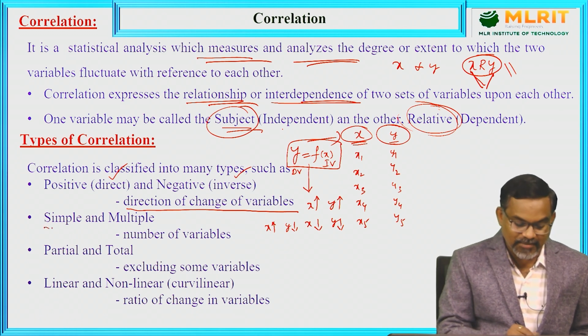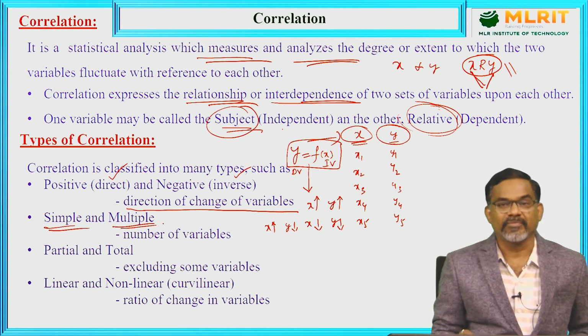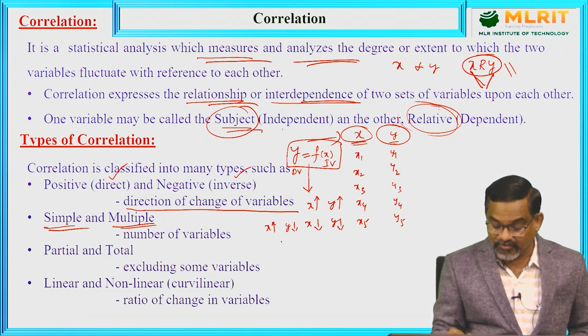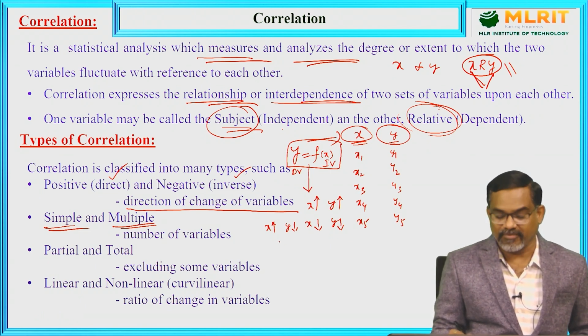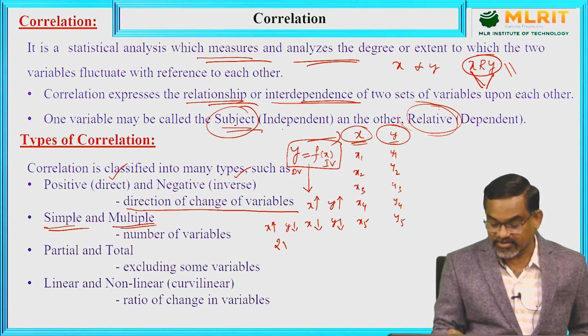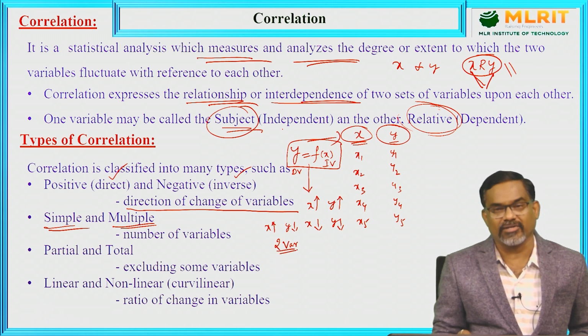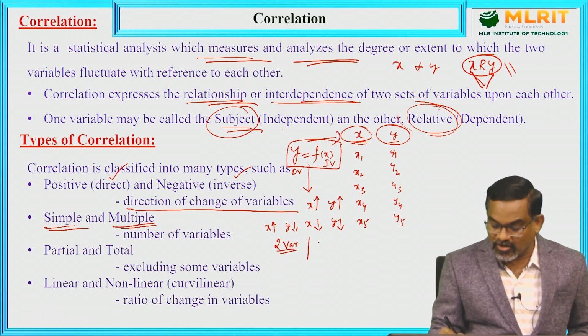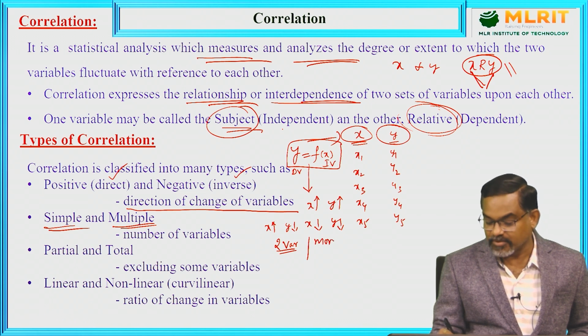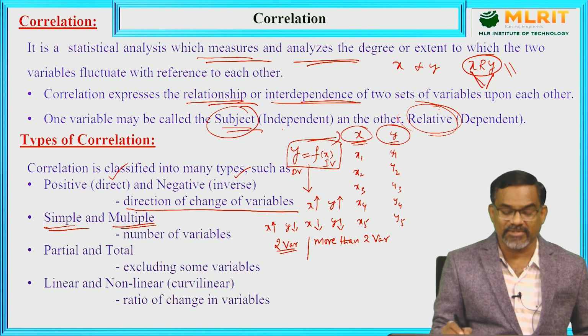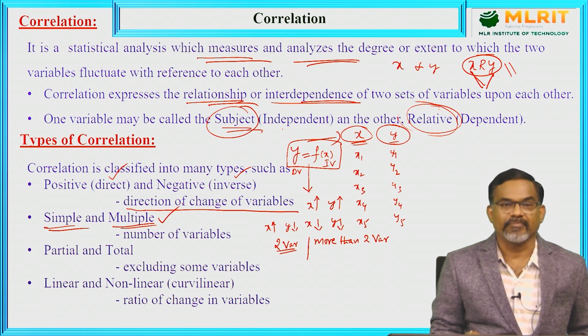Similarly, simple and multiple correlation. It depends on the number of variables. For example, if we are finding the correlation between two variables, that is called simple correlation. If you consider more than two variables, then that comes under multiple correlation.